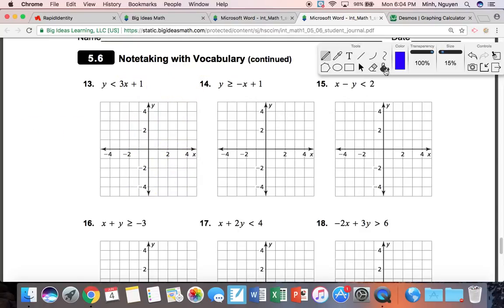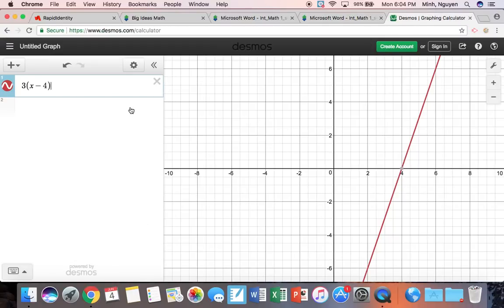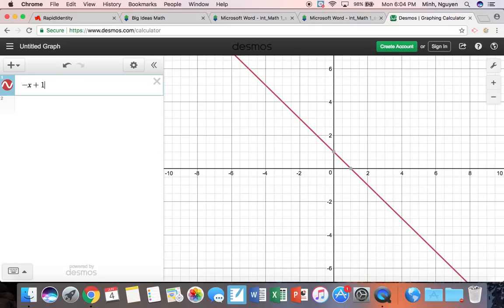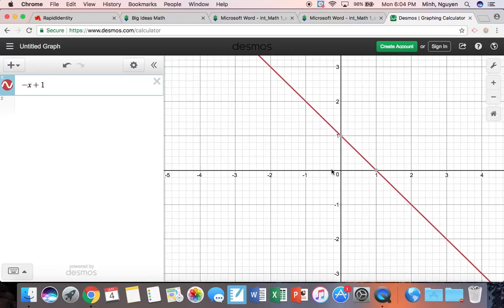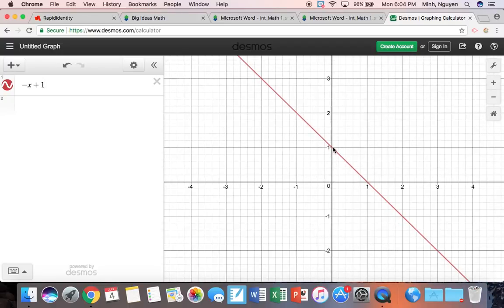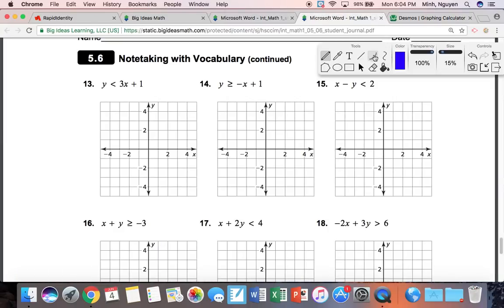Equal to or greater than -x plus 1, so I'm just going to use decimals to make it faster. -x plus 1, your graph will look like this. Start at +1, slope is negative, which means down 1 over 1, down 1 over 1. And because there's an equal sign, that means my line will be solid. So I have 1, down 1 over 1, down 1 over 1. It's got to have the same slope all the way through.